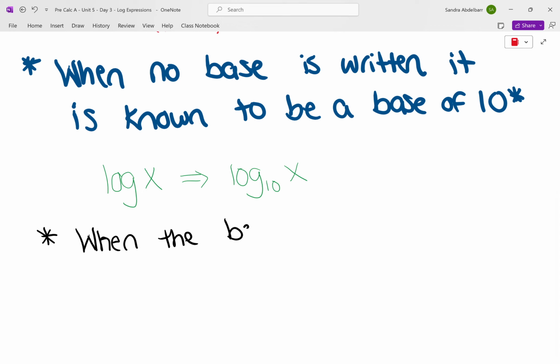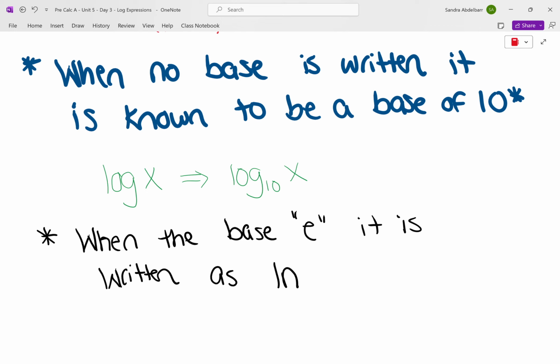When the base is e, it is written as, does anybody remember if the base is e, how we write that? So if there's no base written, it's a base 10. What happens if the base is e? It completely changes its form altogether. Anthony? You got it. It is written as ln, and that's called the natural log. So when you have ln, this represents log base e.